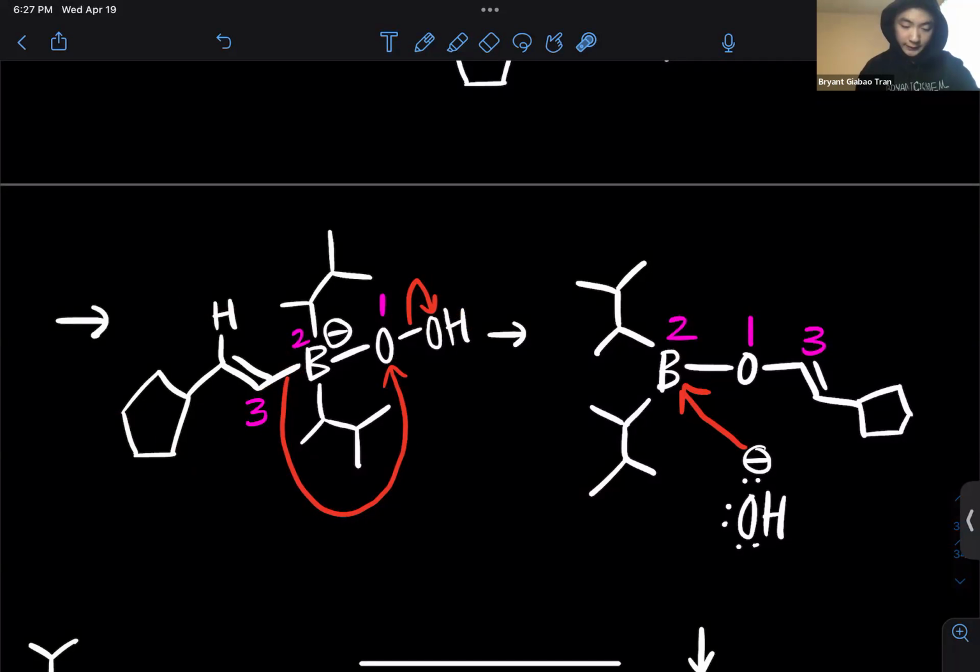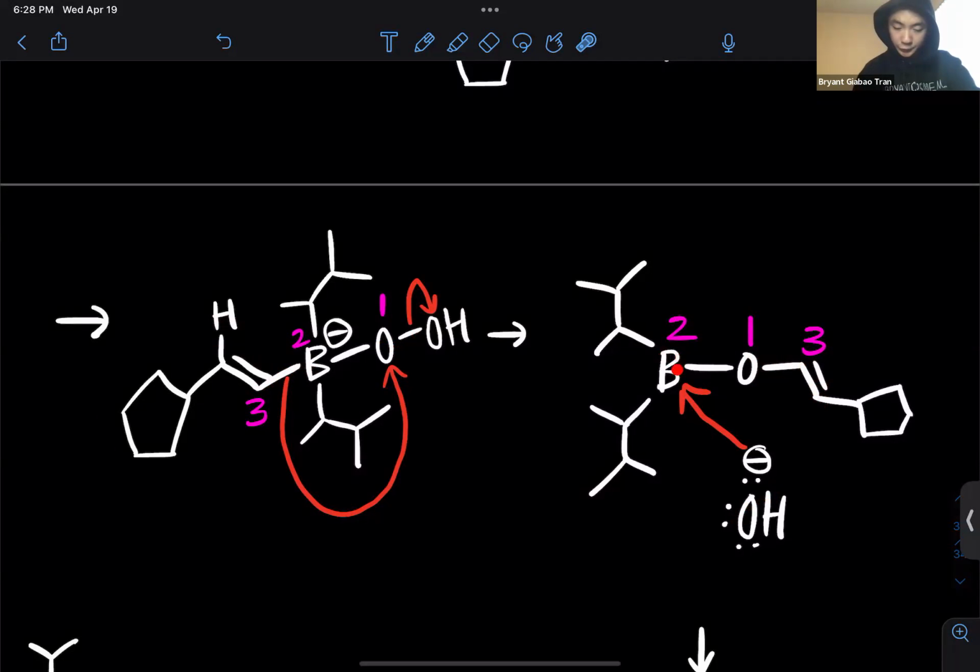So I'm going to label this oxygen 1, this boron 2, and this carbon 3. So since this whole group is going to migrate to that oxygen, this carbon 3 is going to break the bond with 2. So the bond between atoms 2 and 3 will break, and we will form a bond between atoms 1 and 3, which we see in this case. This intermediate here has the new bond between 1 and 3, and the bond between 2 and 3 broke when we migrated this whole group to this O group and kicked out the OH group here.